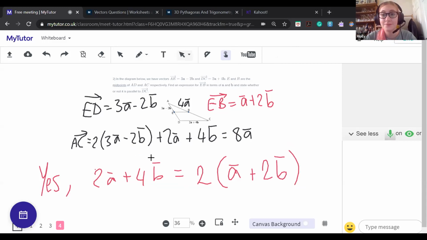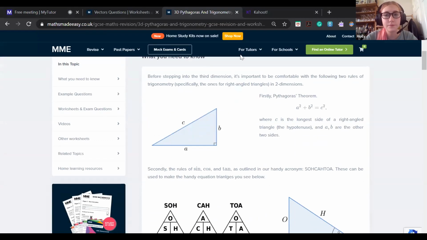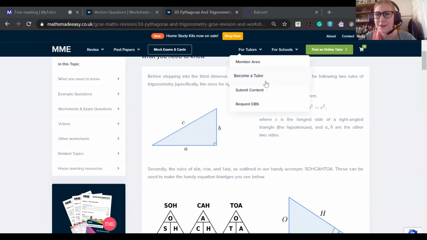So fantastic. I'm going to quickly move on to 3D Pythagoras and trig. This won't take as long at all because we've already been over trig. The main thing for today was vectors, but we'll go over this as well. If you've got any questions, pop them on the Q&A, and hopefully we'll be able to come back to them at the end. But I want to make sure that I have time for the quiz.